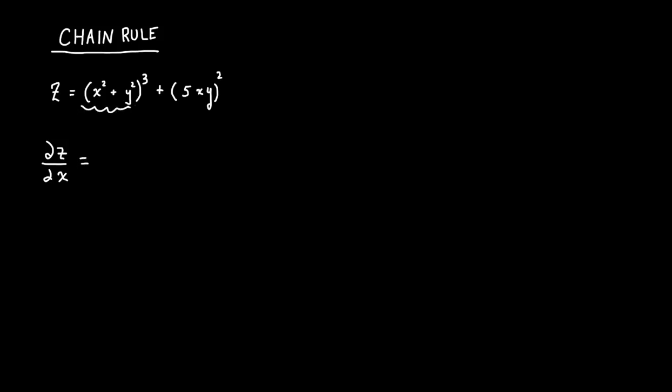So that means first I need to find the derivative of this first term with respect to x. So I bring down the 3, and then we have (x squared plus y squared) to the power of 2, and then the derivative of stuff with respect to x is simply 2x. Plus, now we're going to do the derivative of this term, which is bring down the 2, 5xy to the power of 1 times the derivative of stuff, and here the derivative of stuff is simply 5y. That should be straightforward review for you.